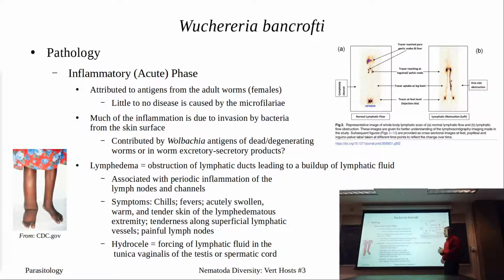In males, you can have a condition called hydrocele, which is lymphatic fluid ends up getting forced into the tunica vaginalis of the testis or spermatocord, which means you've got an enlargement of basically the scrotum.